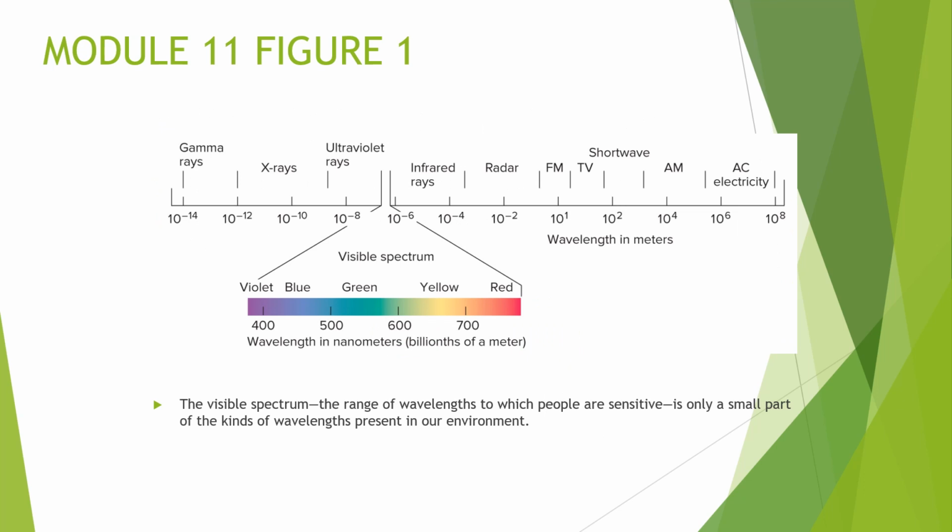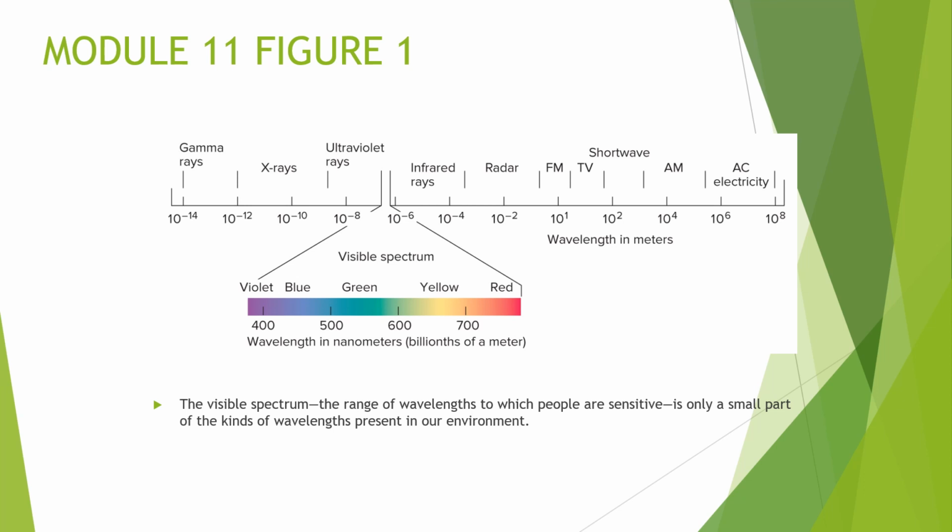This is a picture of the electromagnetic spectrum. And this is actually on page 95 in your textbook. You can see that all of these are radio waves. So here we have at 10 nanometers, we have FM radio waves, and then we have TV radio waves. We have AM radio waves. We have AC electricity.